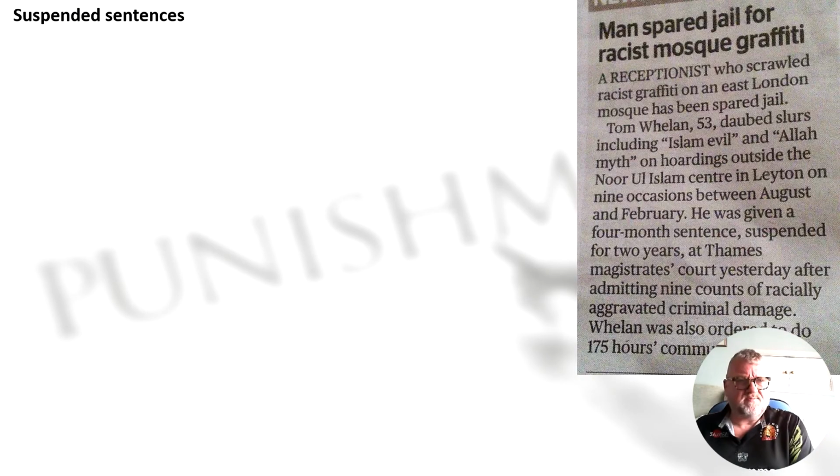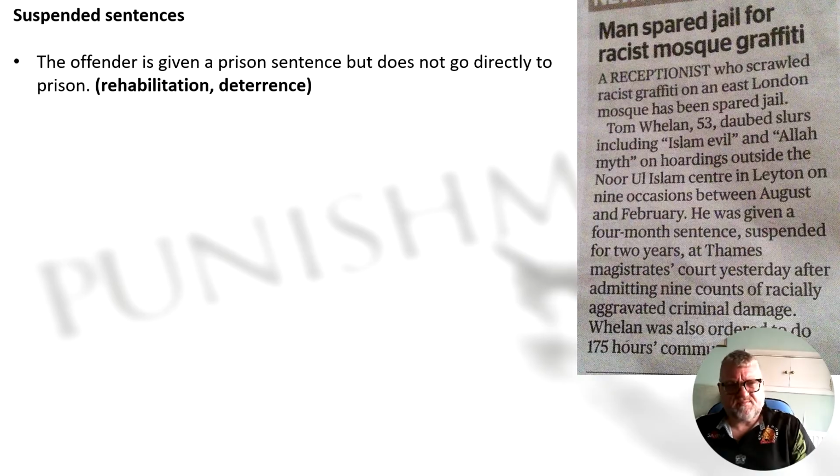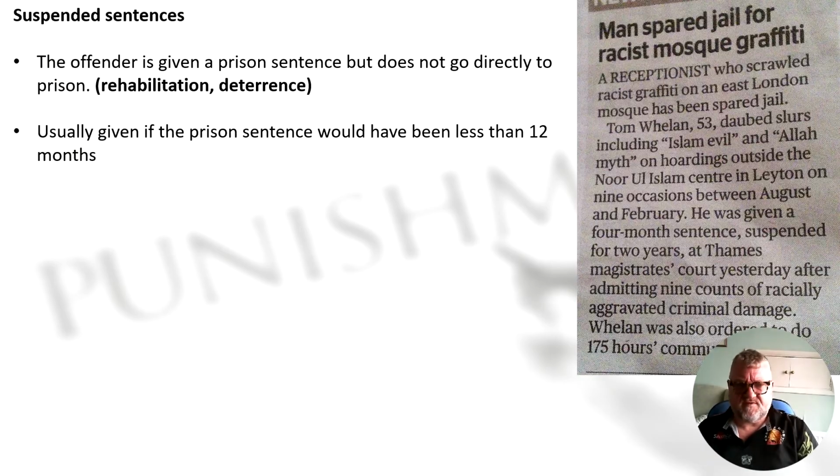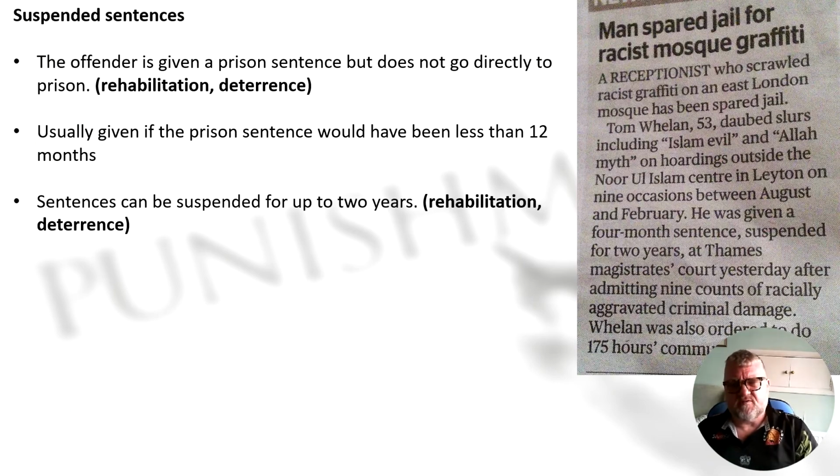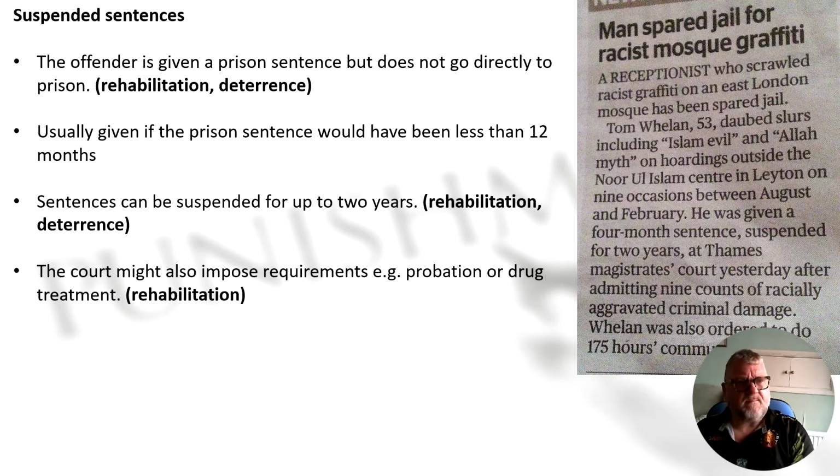And then finally we come to suspended sentences. The offender's given a prison sentence, but they don't go directly to prison. So I would argue that's rehabilitation and deterrence. Usually given if a prison sentence would have been less than 12 months, usually given for first offences, to be quite honest, and sentences can be suspended for up to 2 years. So there's rehabilitation and deterrence again.